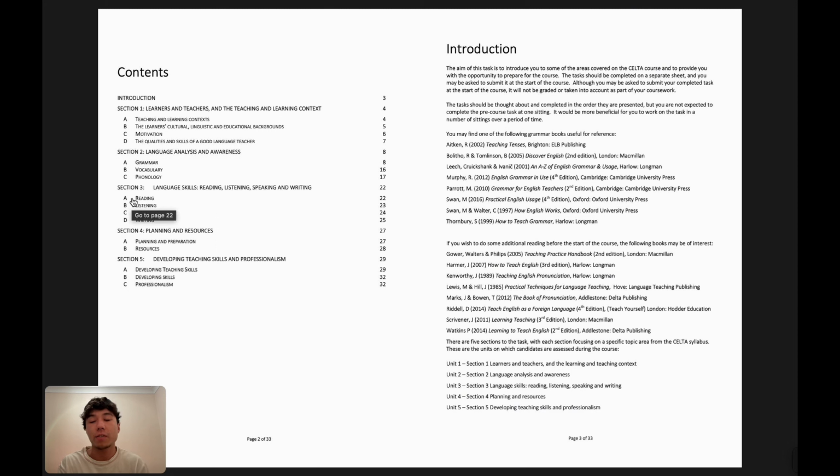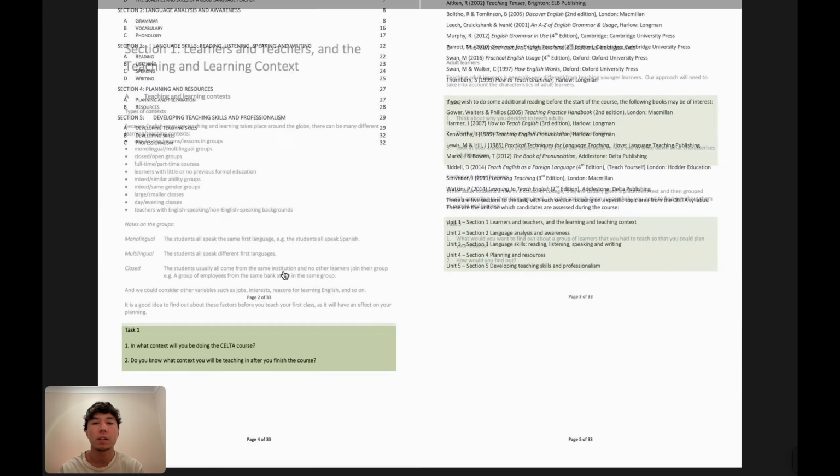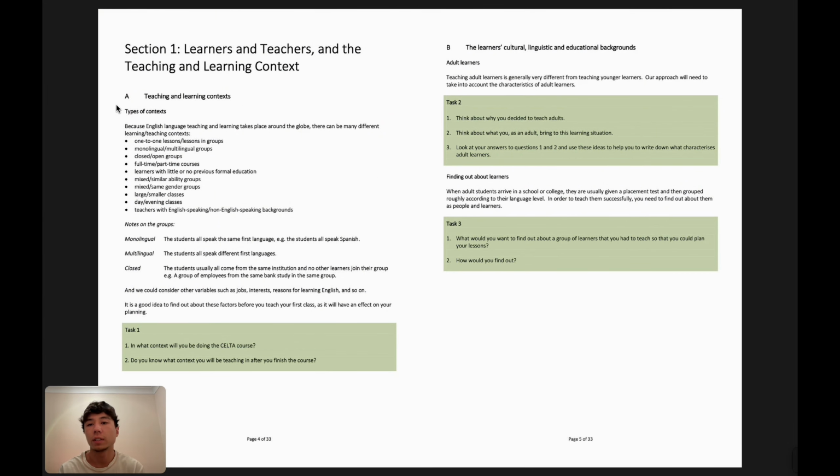And section 3, language skills: reading, listening, speaking, and writing. Section 4, planning and resources. And section 5 will be developing teaching skills and professionalism. So you have 5 sections and 50 different tasks. So let me show you the first one. Section 1, learners and teachers and teaching and learning context.